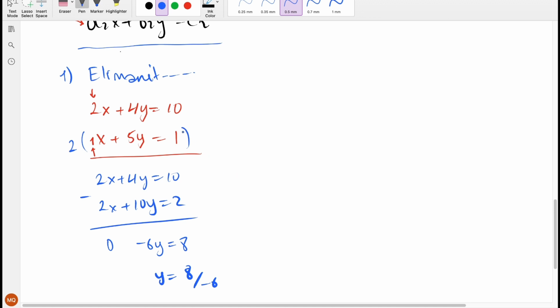Or you can make the coefficient of y equal to each other, but it will be a little bit harder. You can multiply it by 5, you can multiply it by 4, then you can find also x. Okay, after finding one of the variables, you have to put it in one of the equations, then you have to find the value of x.